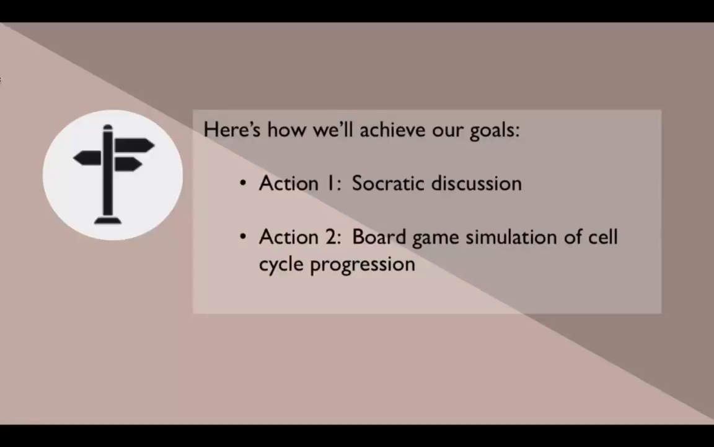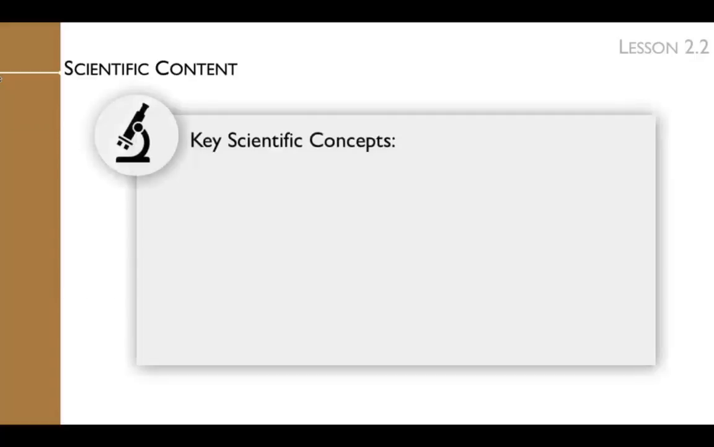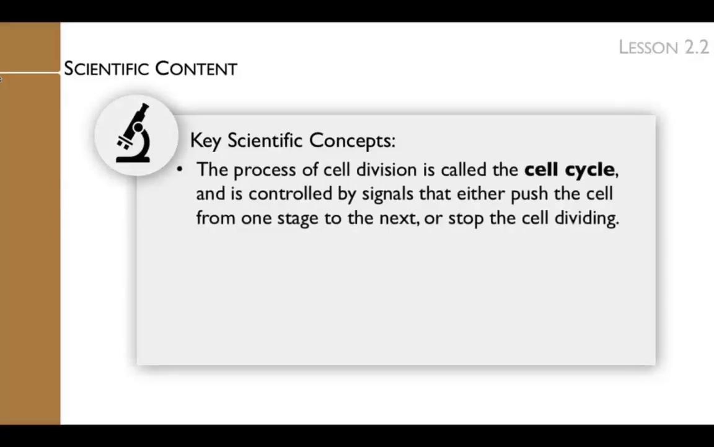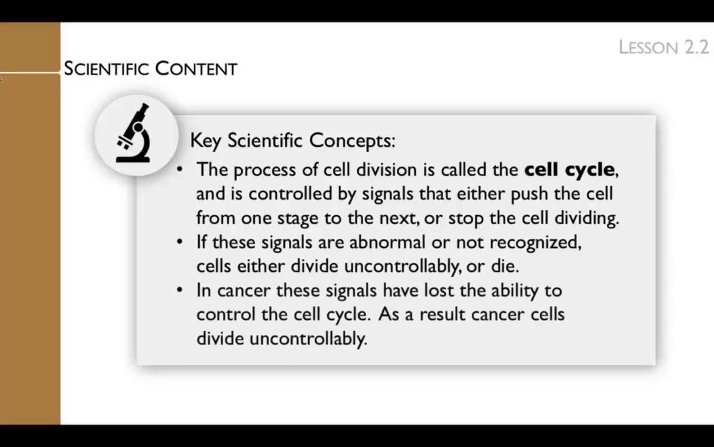progression. To prepare for this lesson, you'll need to review the following key scientific concepts that will be presented throughout the lesson. The process of cell division is called the cell cycle and is controlled by signals that either push the cell from one stage to the next or stop the cell dividing. If these signals are abnormal or not recognized, cells either divide uncontrollably or die. In cancer, these signals have lost the ability to control the cell cycle. As a result, cancer cells divide uncontrollably.